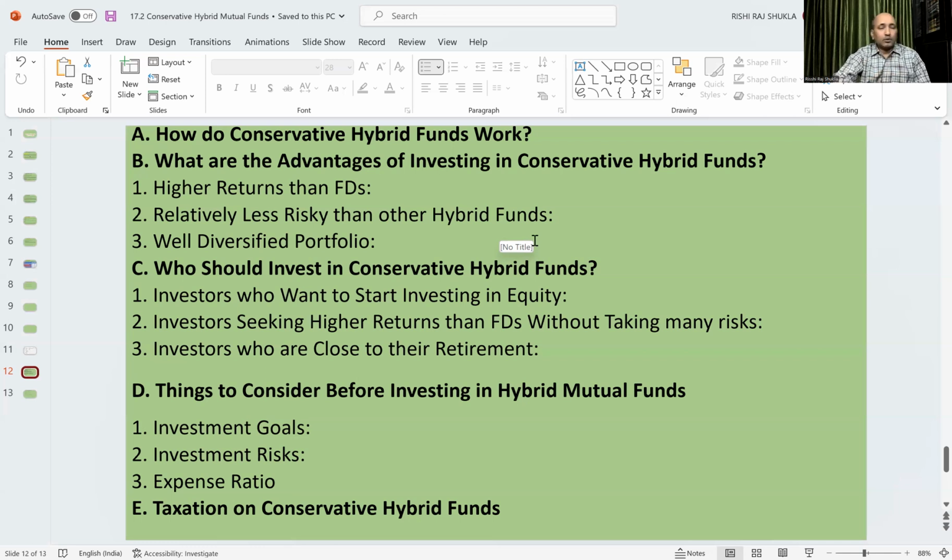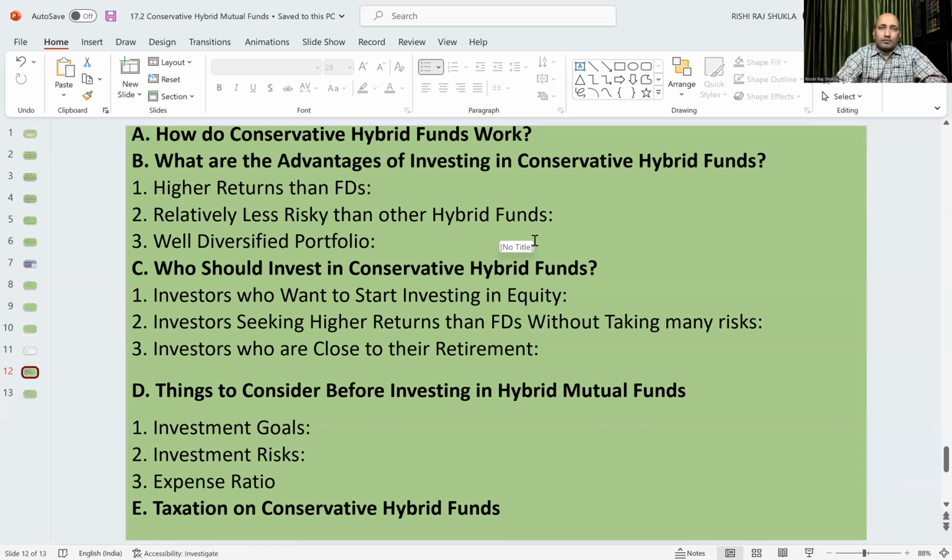But how much should be in equities? Earlier, the thumb rule was 100 minus age. If somebody is 50 years old, then 50% in equities, 50% in debt. But now this has been changed to 120 minus age. So it depends anyway on your risk appetite, how much risk you can take; accordingly you can decide for long term.